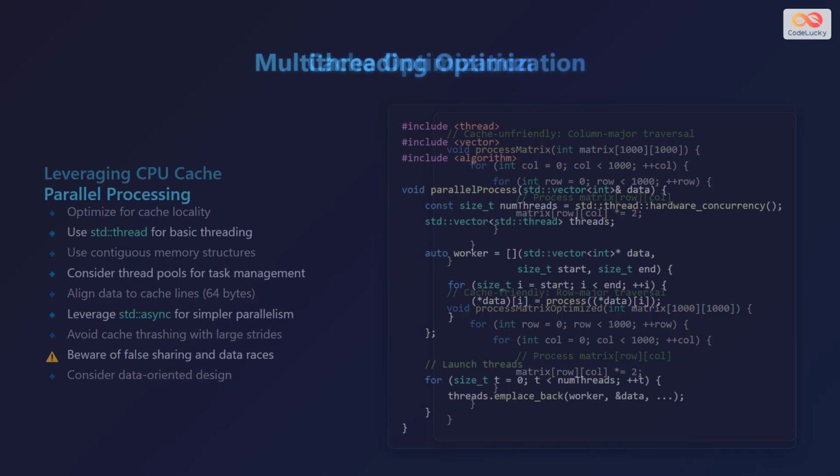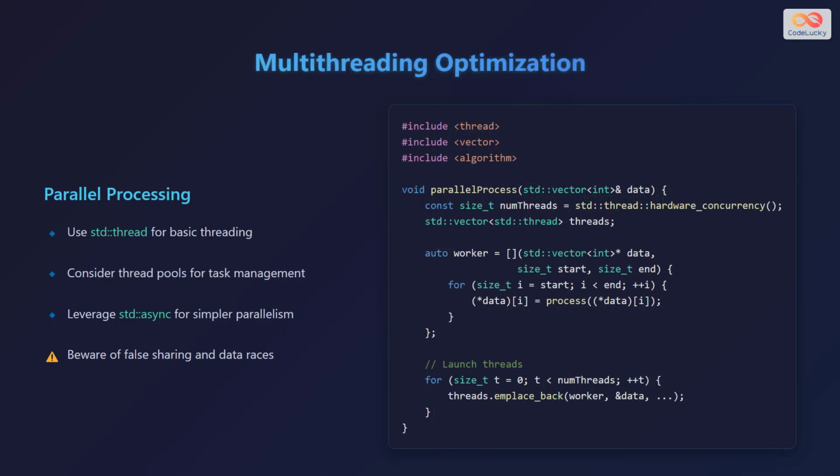Let's discuss multithreading optimization. Multithreading allows you to execute multiple tasks concurrently, which can improve performance on multi-core processors. Use std::thread for basic threading. std::thread provides a simple way to create and manage threads.